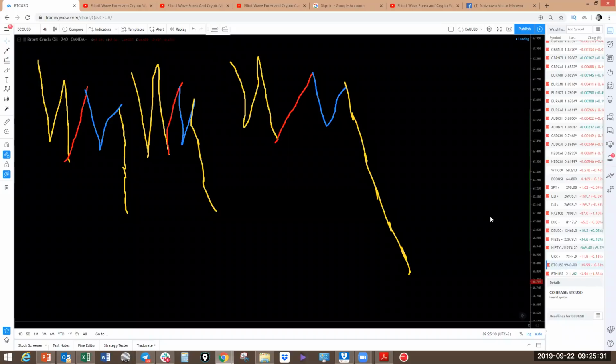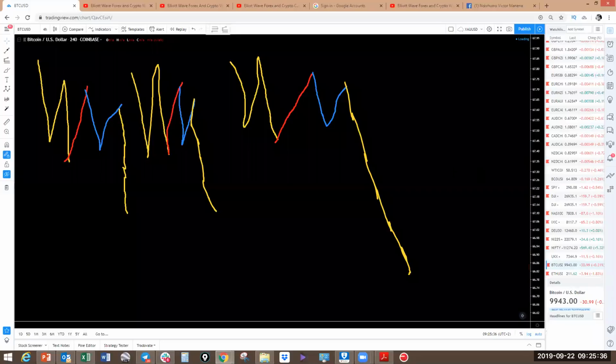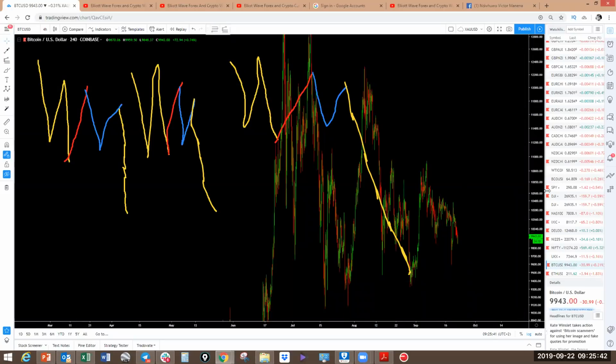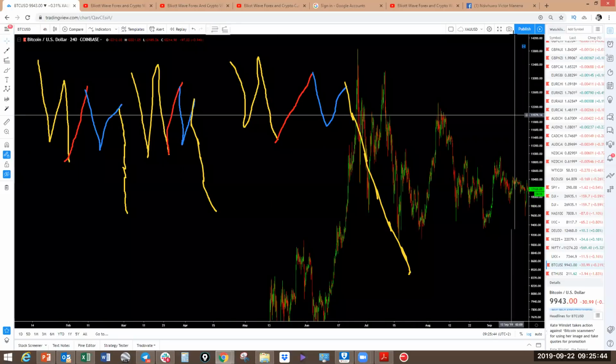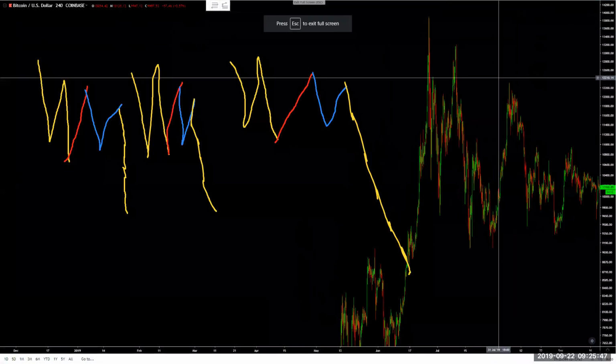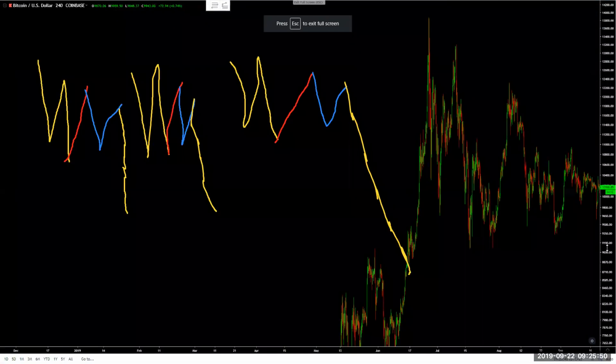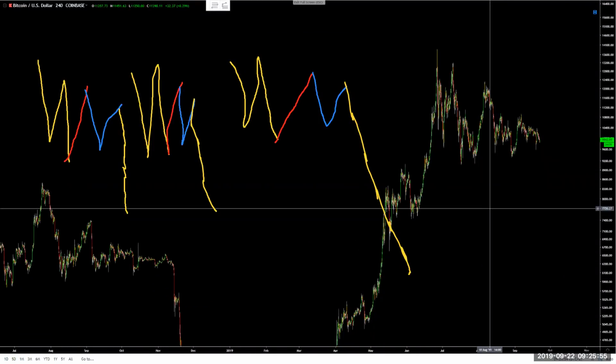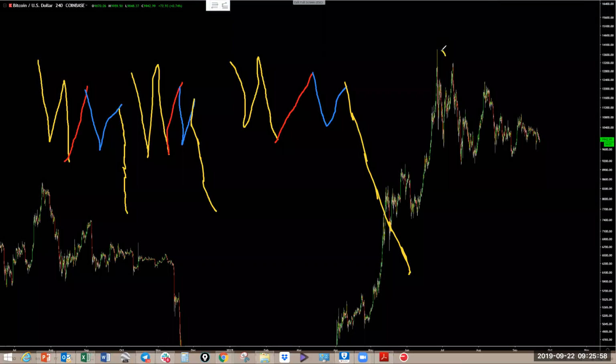Let's get Bitcoin up. All right, so that's the Bitcoin chart on the 240. Let's make full screen there so you can have space. Now you tell me if this is not exactly the same chart here. Let's look at this Bitcoin chart. You see here you got 1, 2, 3. We haven't even started with the analysis, guys. We're just looking at this pattern.